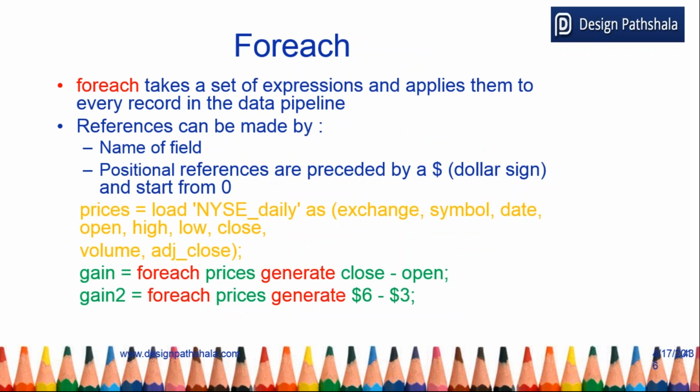So foreach prices generate close minus open will basically subtract close minus open, and for each line I'll get the output in the gain.